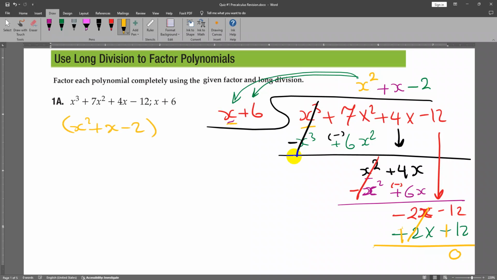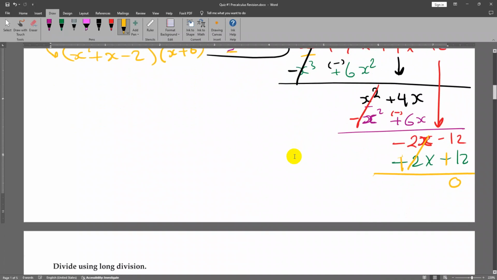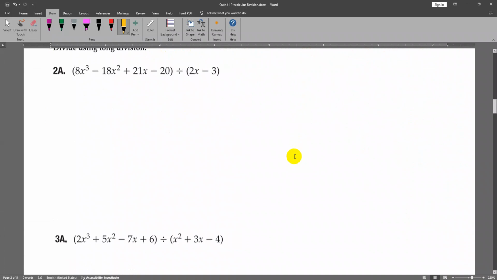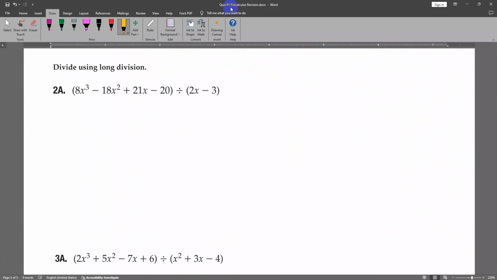Okay, factorize the polynomial given completely. If you want to factorize it completely, you will do it like this. So this one is the same as this one. Okay, let's continue. We need to use long division. Let's do it one more time.